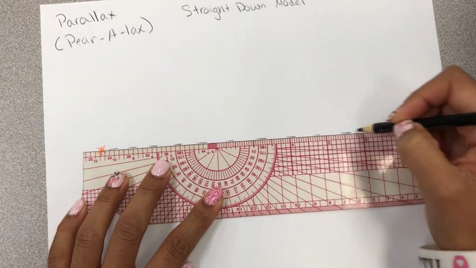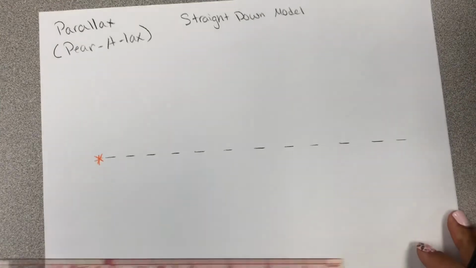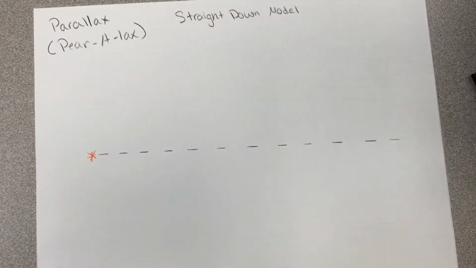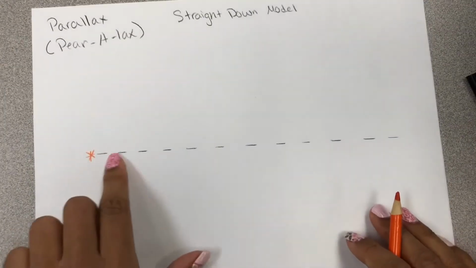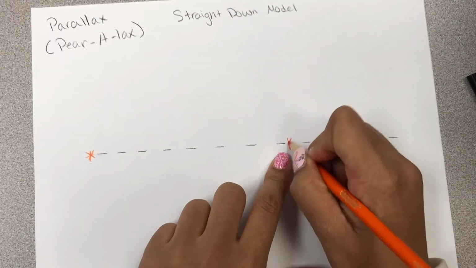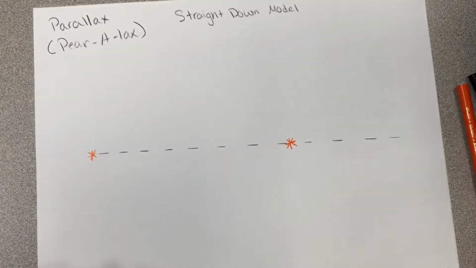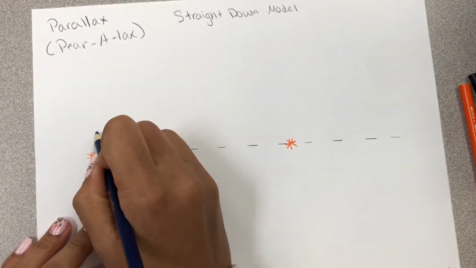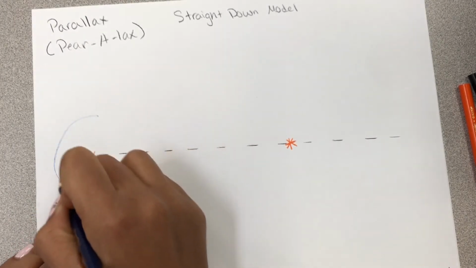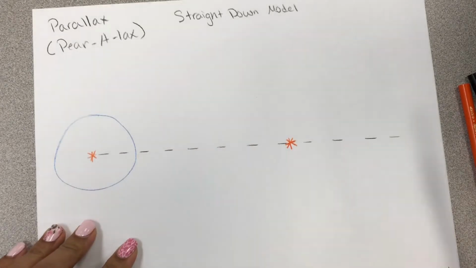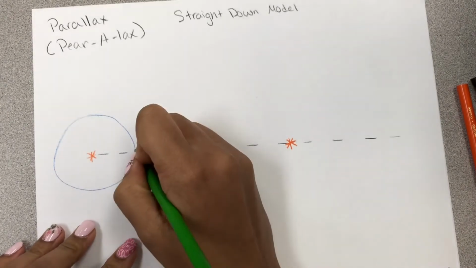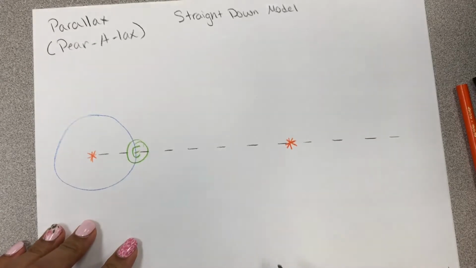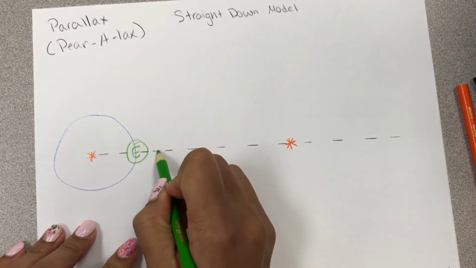There we go. I think that's a straight line. That looks kind of straight. And I am going to put another star maybe about right there. There's another star. And mind you, this is not to scale. So let's give our Earth an orbit, something like that. And I'm going to put our Earth here, so it's straight on, right in alignment.